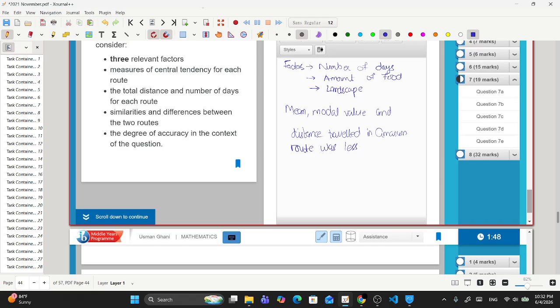And how do you justify the degree of accuracy in the context of this question? This makes sense, right? Because if you take the mountainous route, it would take you more time, because mountains are quite steep, and there's always a chance of landsliding, highly possible, right? That's the reason why it takes more time for the travel to be complete. So this is how you can accurately give a justification for your answer. I hope you understood the questions.